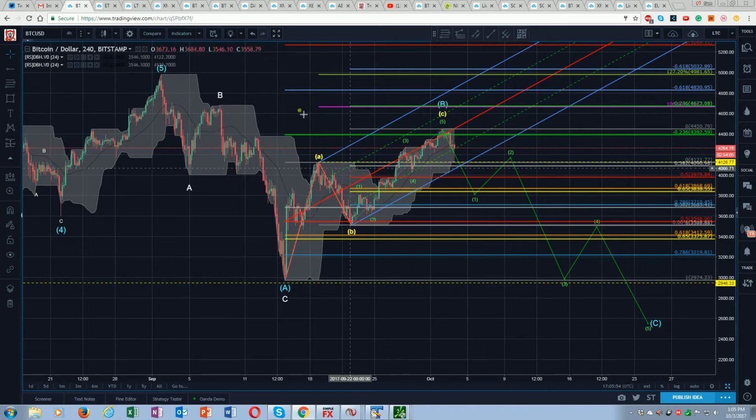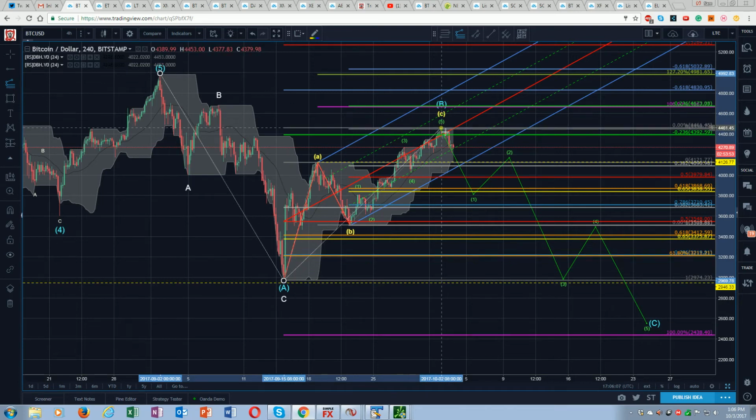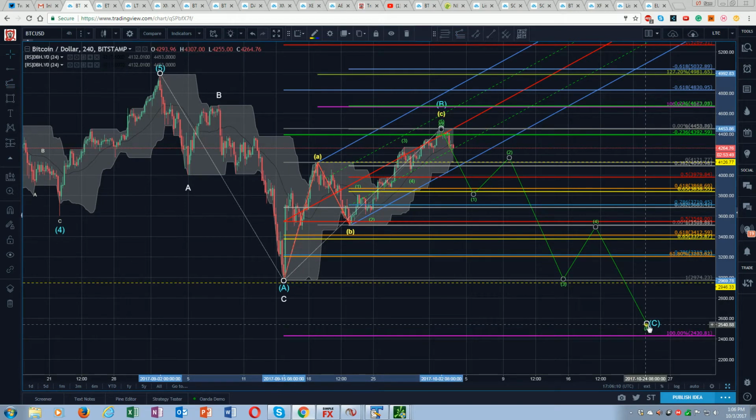And if you look at the target here, if we do that same thing, we look at the A wave projected from, if that is our B wave, well, there's the 100%. That's the 100%.